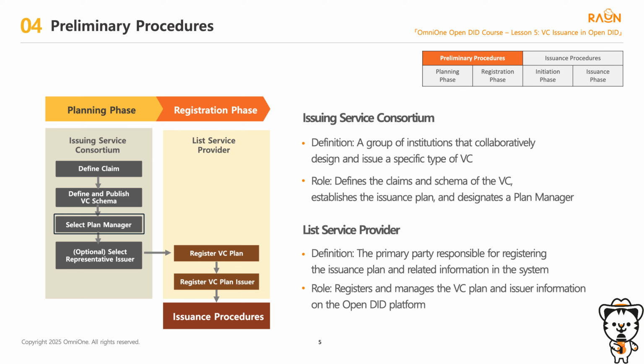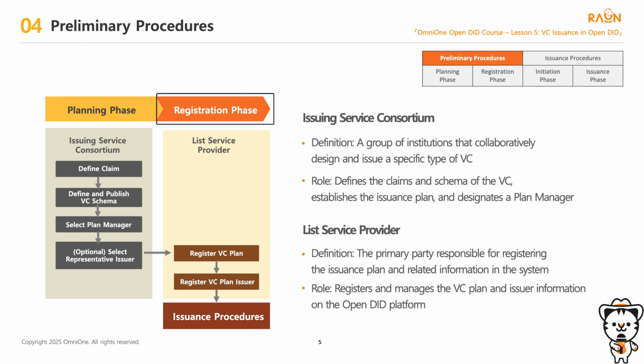Next, a plan manager is designated. This is the person or system responsible for managing the VC issuance plan. For instance, if Korea University has a diploma issuance service, that service becomes the VC plan, and the plan manager oversees it. A representative issuer may also be designated within the consortium. This is optional and based on need.